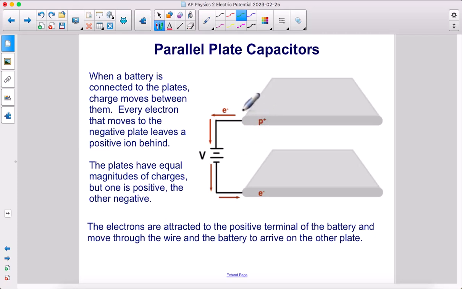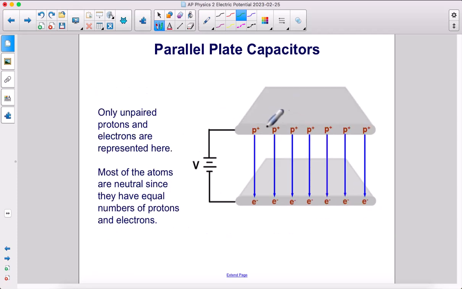Every electron that moves to the negative plate leaves a positive ion behind. The plates have equal magnitudes of charge, but one is positive, the other negative. The electrons in this positive plate up here are attracted to the positive terminal of the battery, and they move through the wire and through the battery to arrive on the other plate.